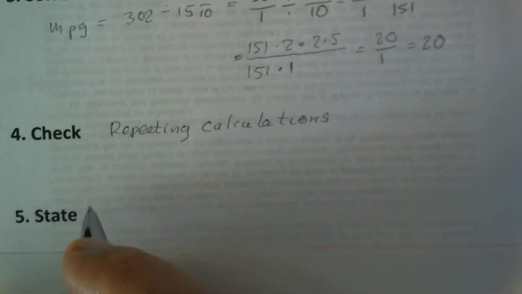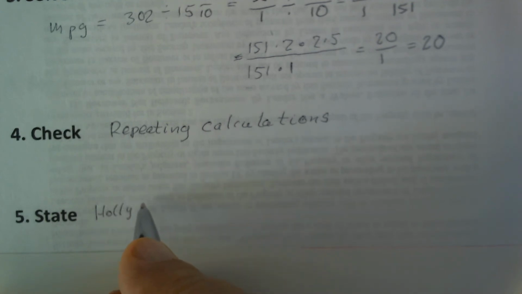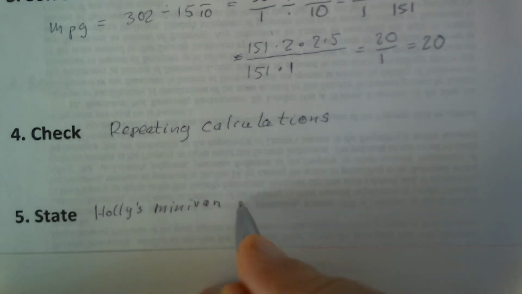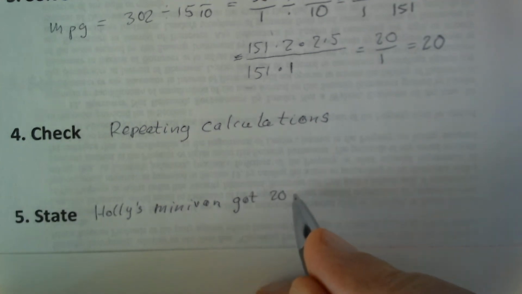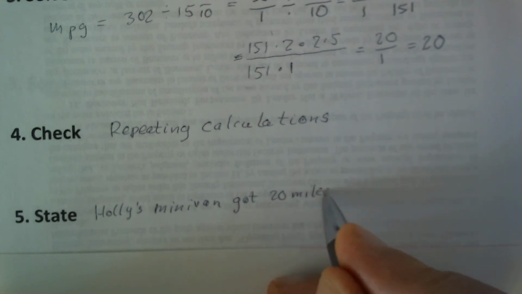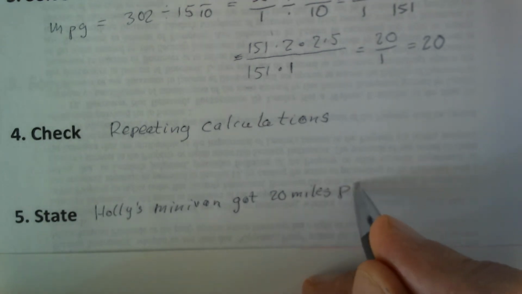So we state that Holly's minivan got 20 miles per gallon.